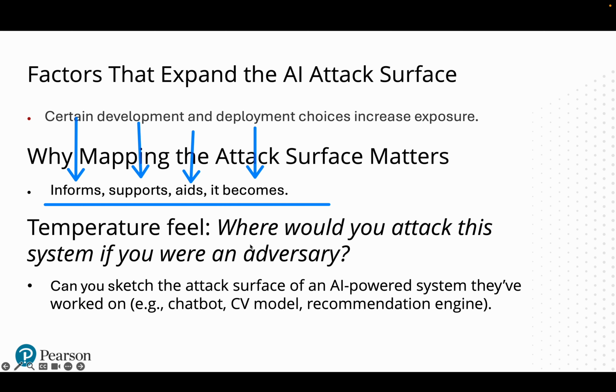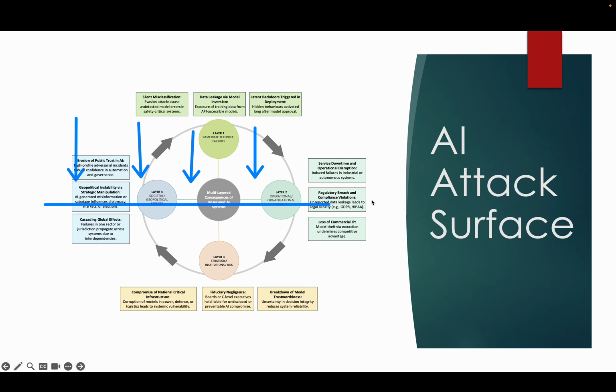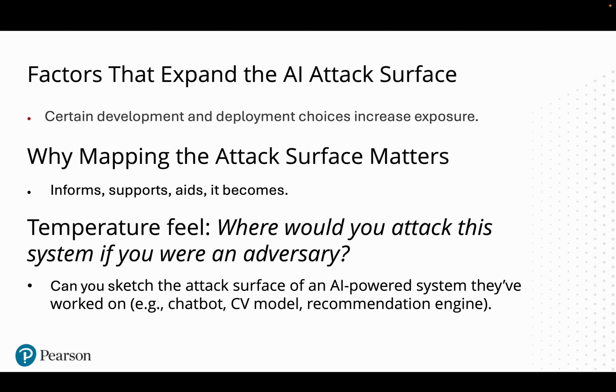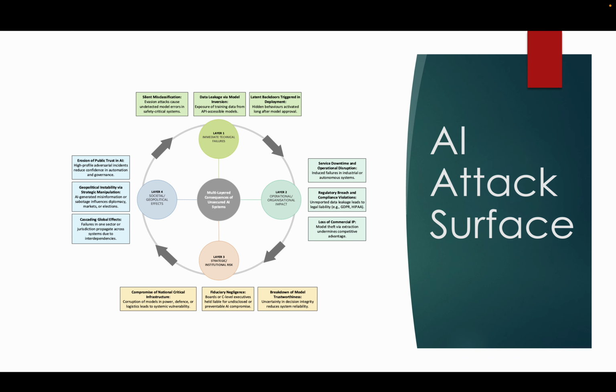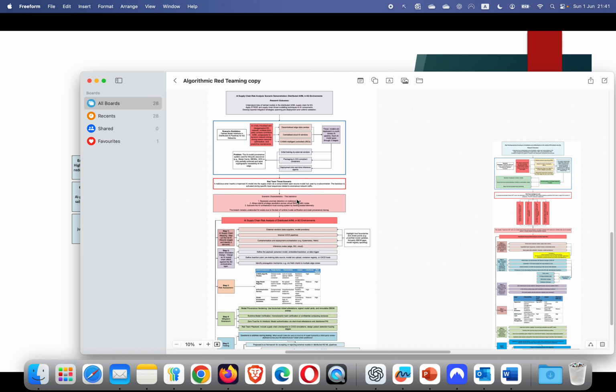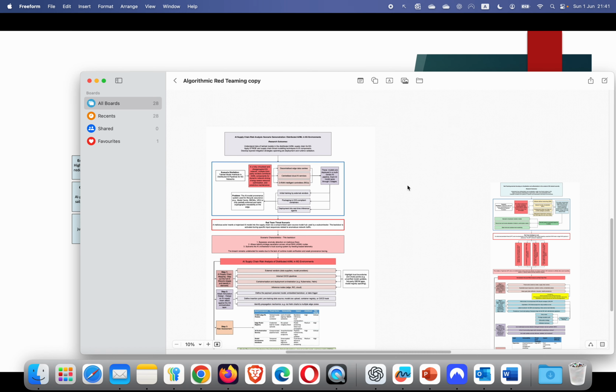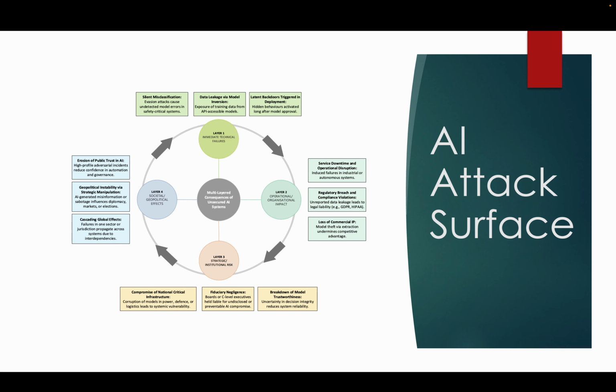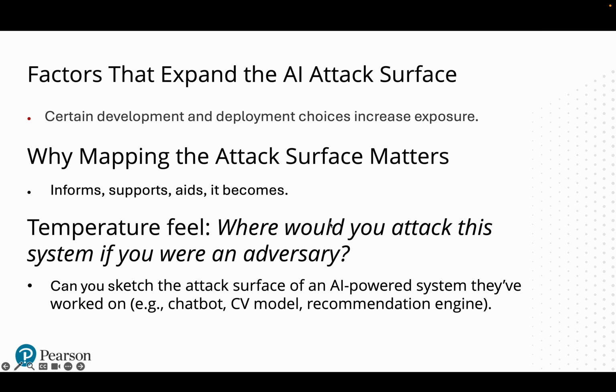And here it's a good time to stop and do a short hold on, this is going to be in the next video. I have many diagrams and figures, and I have loads of images. Those are all mappings of red teaming of different AI algorithms. But here, just as a temperature check, if you're going to attack a system, where would you attack it? Can you sketch, for example, the attack surface of an AI-powered system?